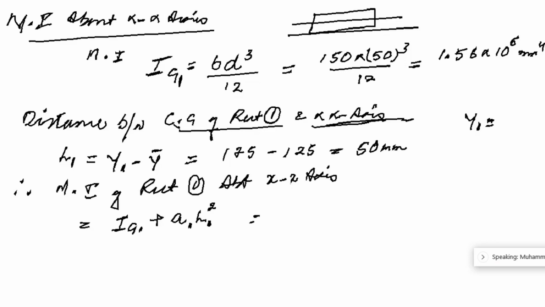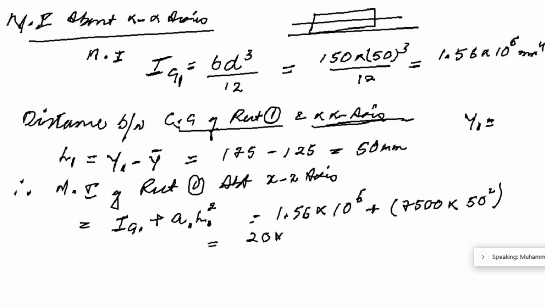That is 1.56 into 10 raised to the power of 6 plus A1. A1 was 7500, right? Yes, it was 7500 into H1. H1 is 50 square. That is 20.3 into 10 raised to the power of 6 mm4. Okay, this is the moment of inertia of rectangle 1 about x-axis.